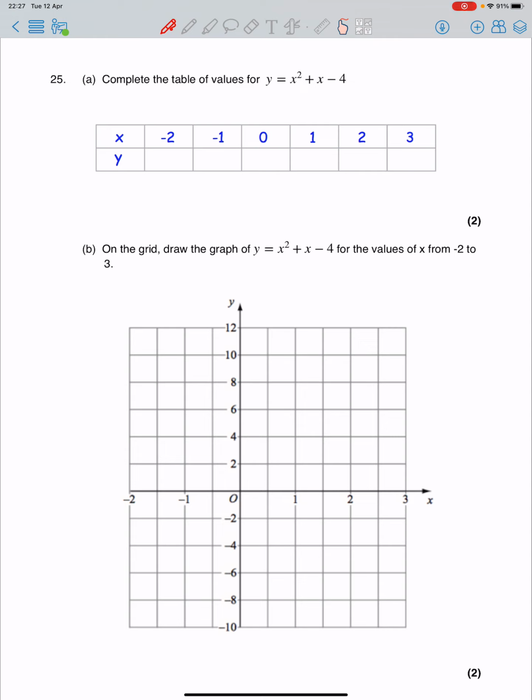Anyway, so back to this question, question 25. It says complete the table of values for y equals x squared plus x minus 4. Okay, so we're just plotting the graph. So here we go. We've got to complete the table of values.